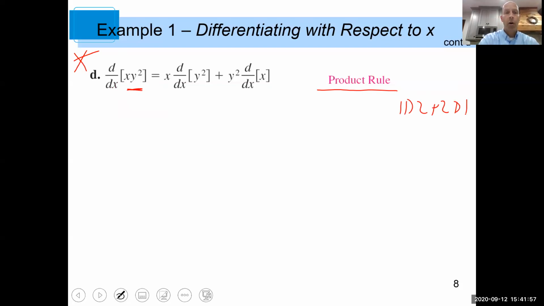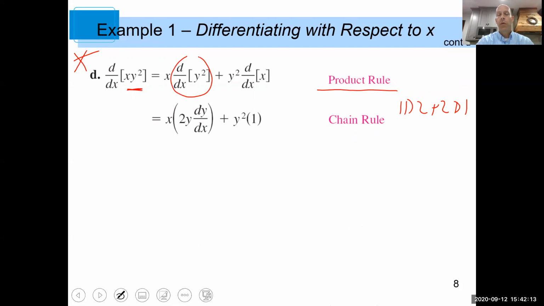So we're going to leave 1 alone. That's x is 1, so 1 is alone. Then we have to do the derivative of the second part, plus leave the second part alone, do the derivative of the first part. So when we do this first derivative here, we notice that the derivative does not agree with the variable, so we have to do the chain rule. So the derivative with respect to x of y squared would be 2y dy/dx.